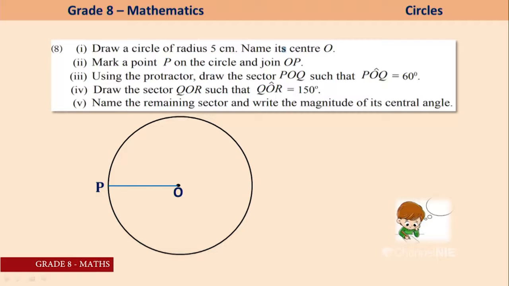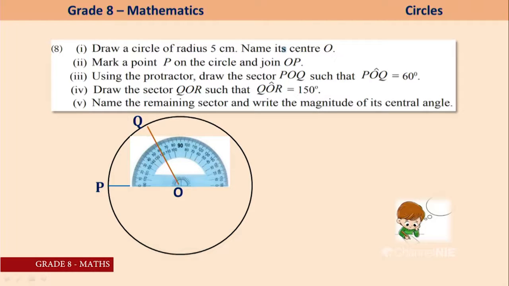Okay, then draw the sector POQ such that POQ is 60 degrees. Then using that protractor, you have to keep it like this. Okay, hope you are ready. Then mark 60 degrees. POQ should be 60 degrees. Now you can see how to mark that Q.